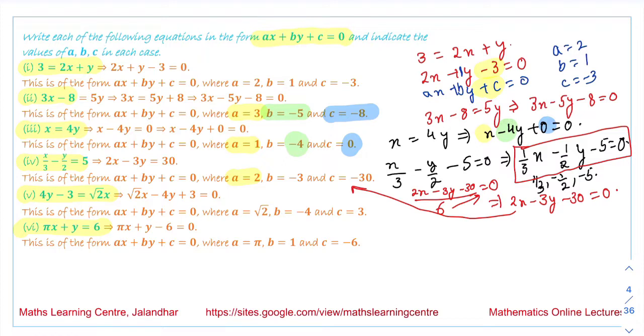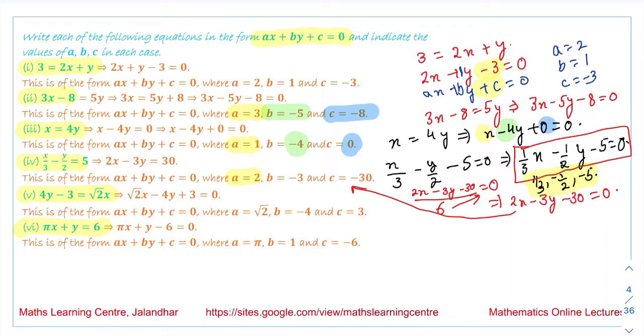If you are writing it as 1 by 3, minus 1 by 2 and minus 5, this is also correct. If we are writing this as 2, minus 3 and minus 30, this is also a correct answer.